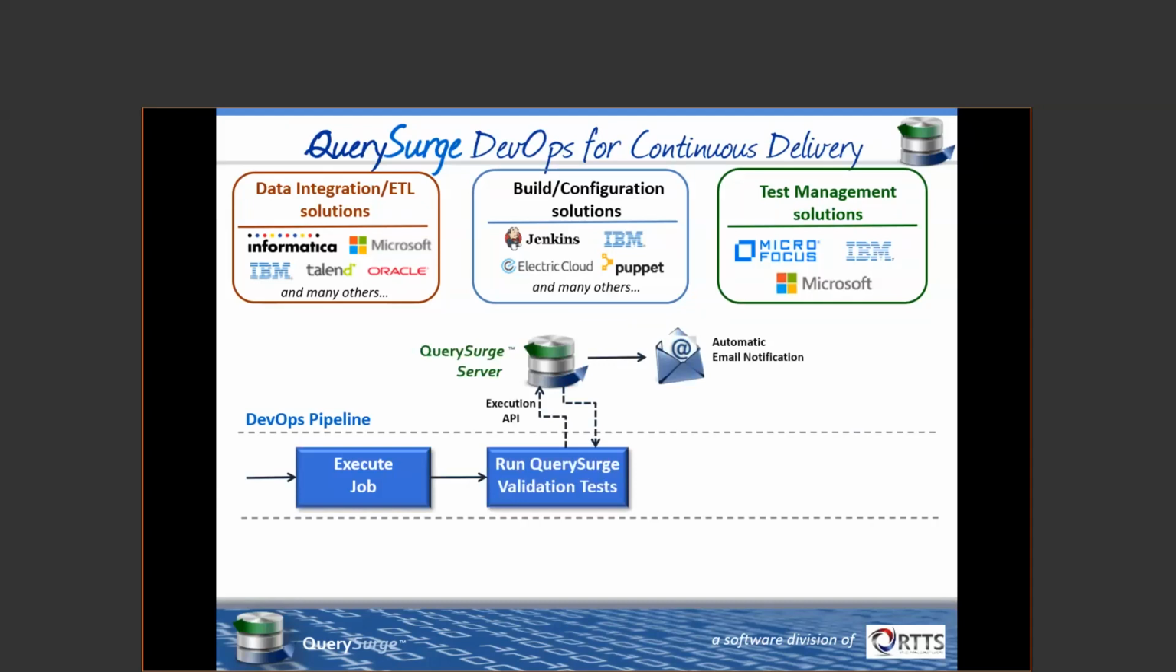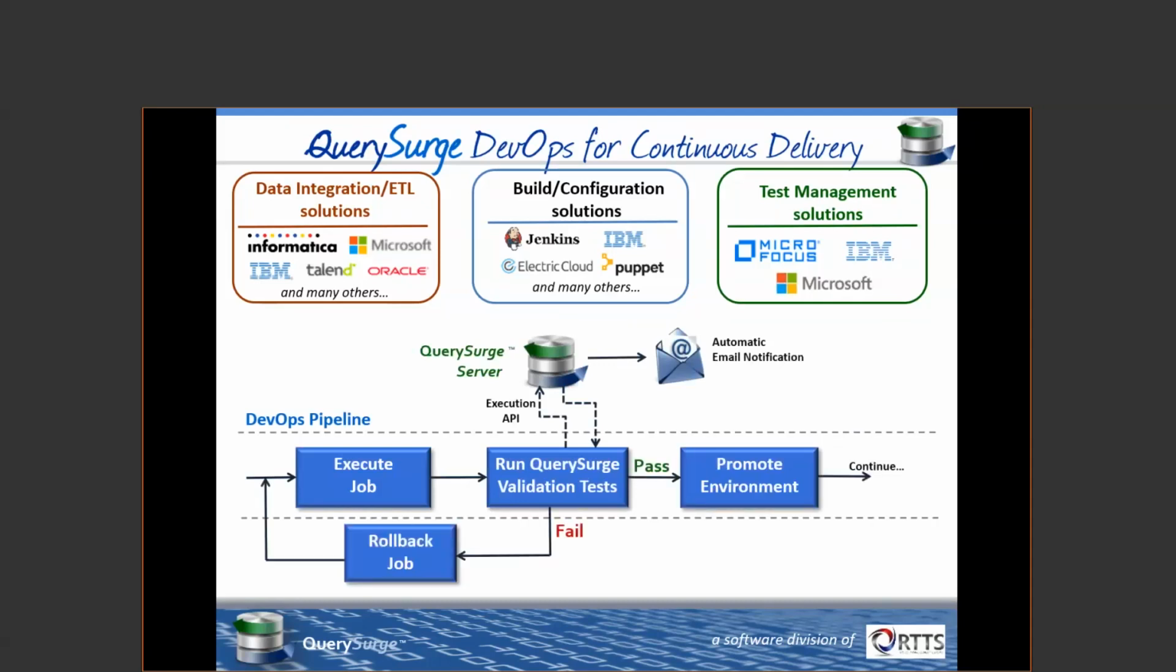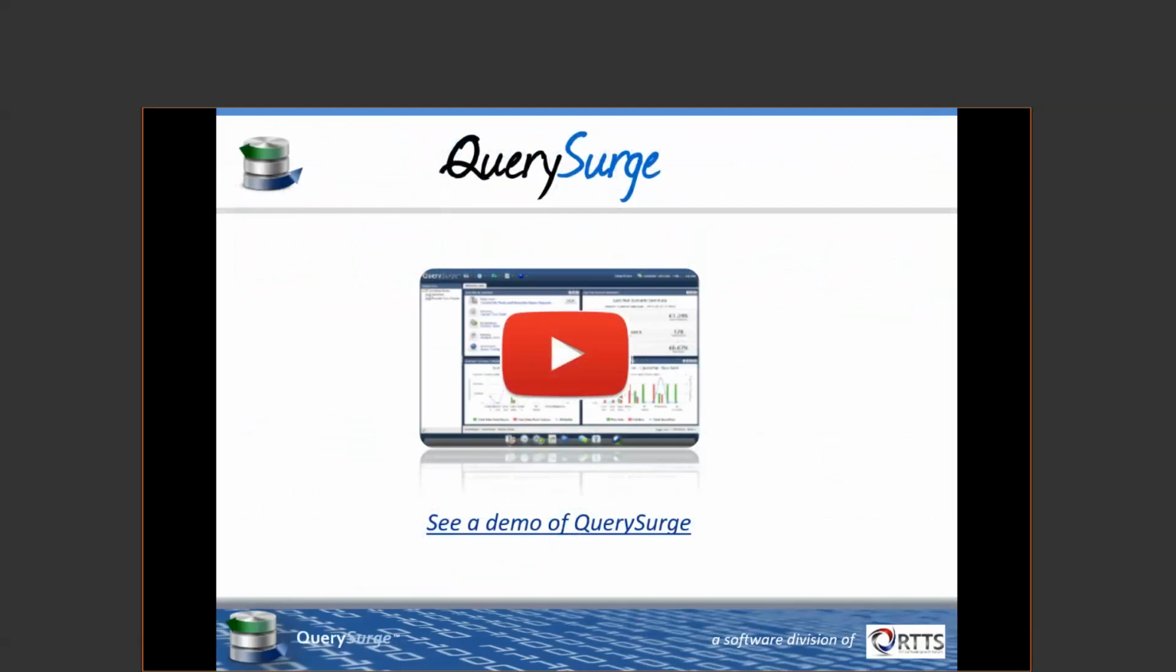And assuming the tests were successful, you can go ahead and move on with the next stage of the pipeline. But if there are some issues, you can put conditional logic in your pipeline to say, well, if the tests fail, we want to run a rollback procedure, and you'll get an automatic email notification that gets sent out anytime there is a failure from QuerySurge. So hopefully that provides you a high-level overview of what QuerySurge does and how it works. What I'm going to do now is transition over to our product demonstration.